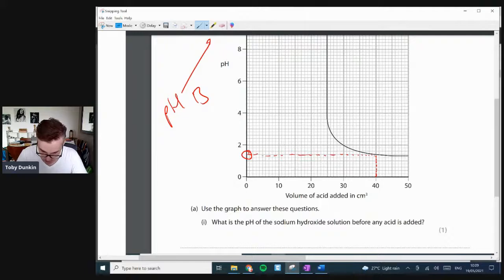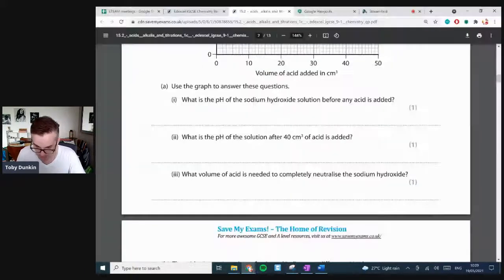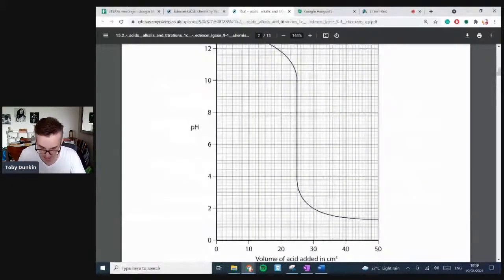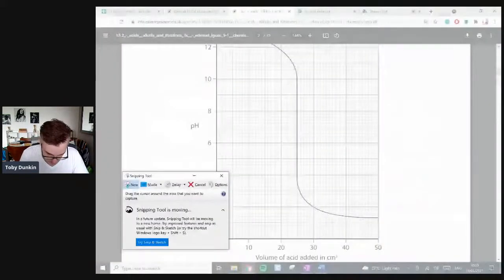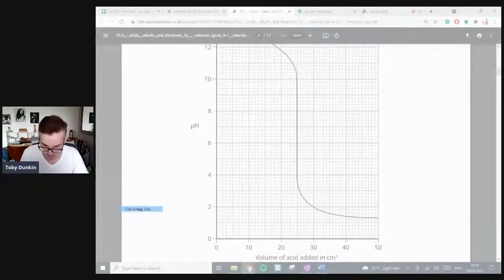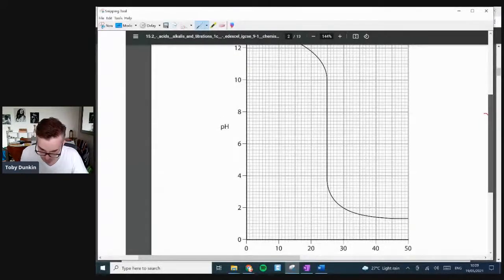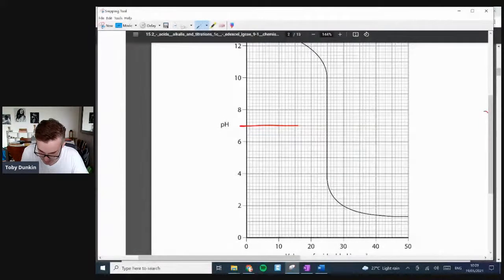Next question then states, what volume is needed to completely neutralize the sodium hydroxide? Right. To completely neutralize, you find pH 7. I'll do another screenshot. So new screenshot. Mode full screen. Right, once again, sorry, there you go. What volume was needed to neutralize it? You find pH 7, and you read it off. There's the vertical region, and then you read it off, and that was 25 centimeters cubed. Yes, this is not a complicated issue here, folks.